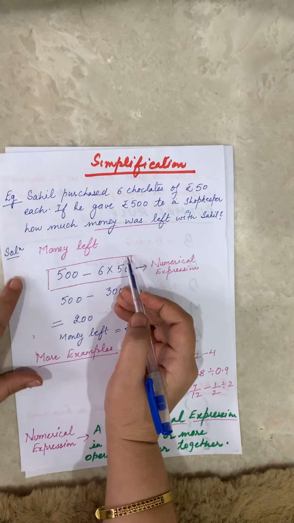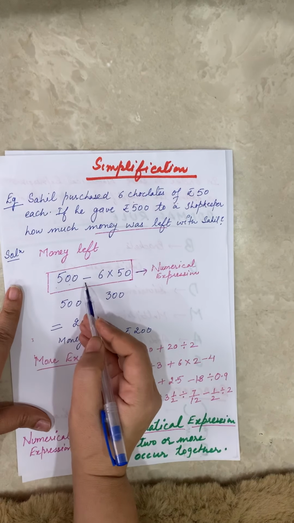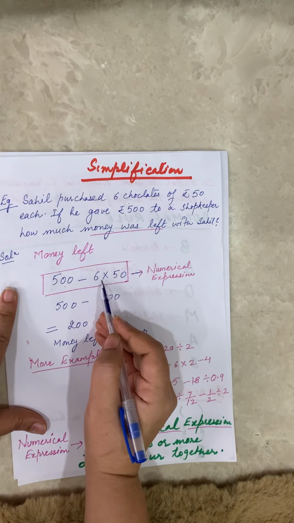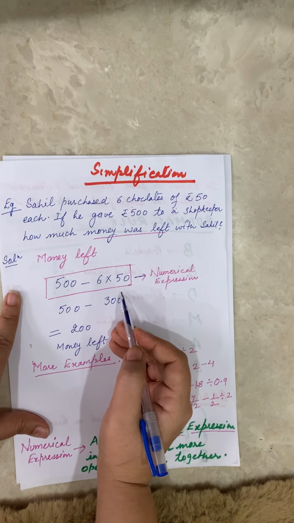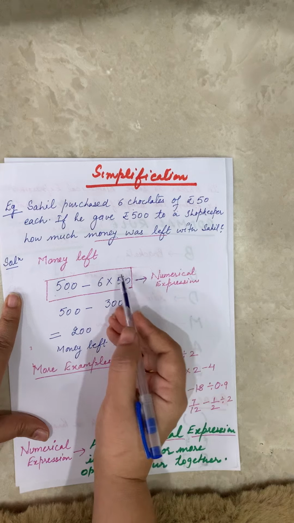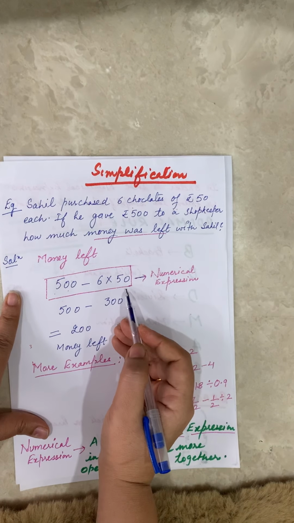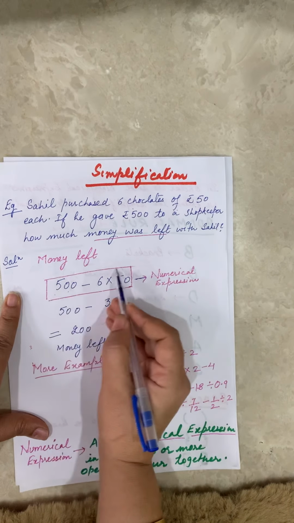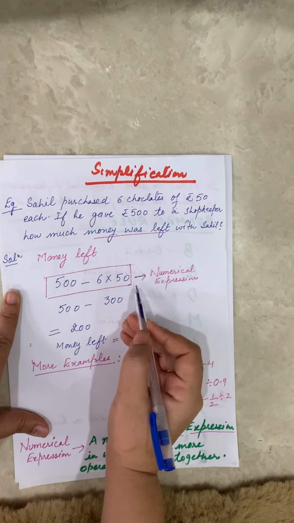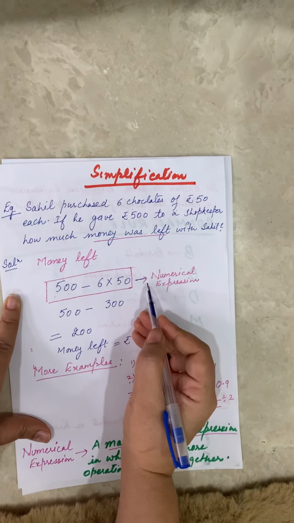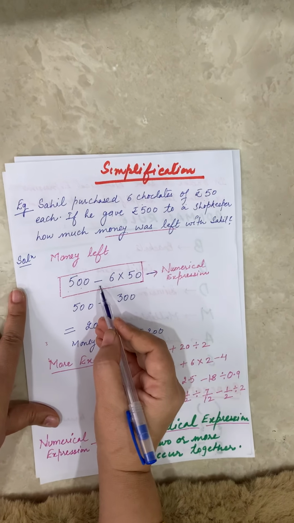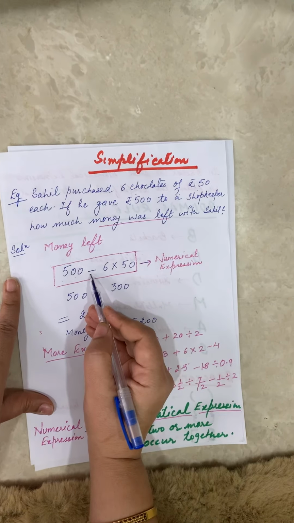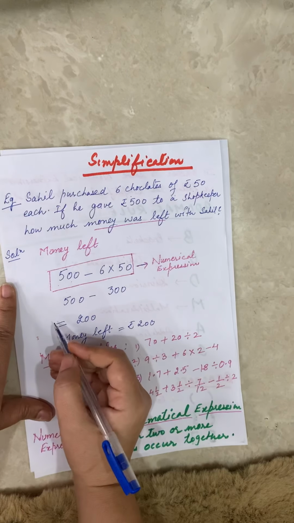So how can I write this? I can write this as 500 minus 6 into 50 because I have to find the money left. Now this expression, this mathematical expression, is called a numerical expression. In this expression, we have used two operations, subtraction and multiplication.